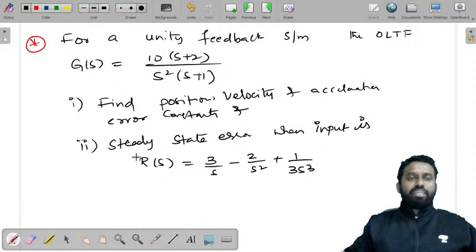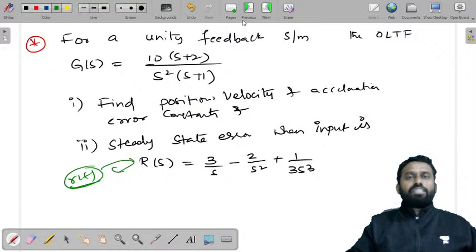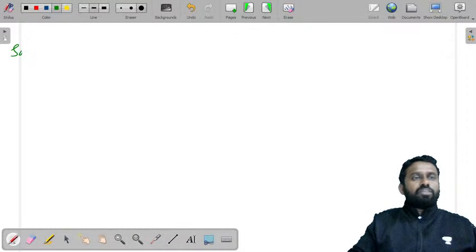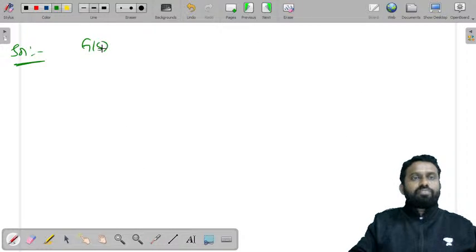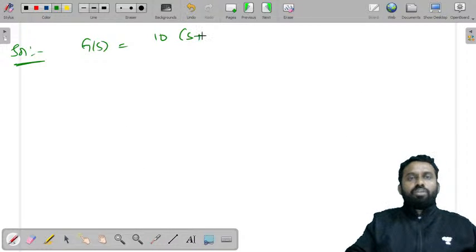Sometimes they will give you in terms of R of s and sometimes in terms of R of t, wherein you need to convert R of t to R of s. So let's try to do the solution for this. What is the question that is given? G of s is equal to 10 into (s plus 2) by s square into (s plus 1).